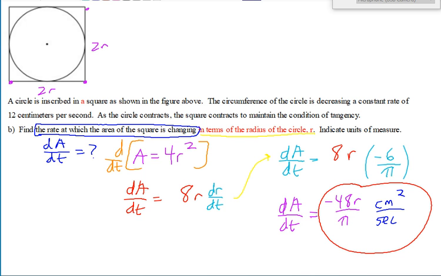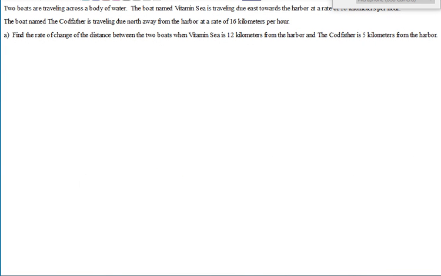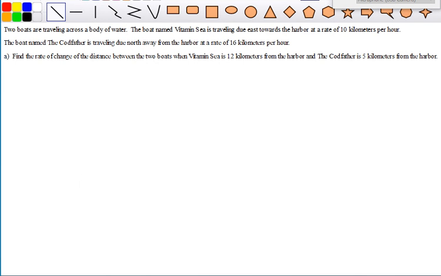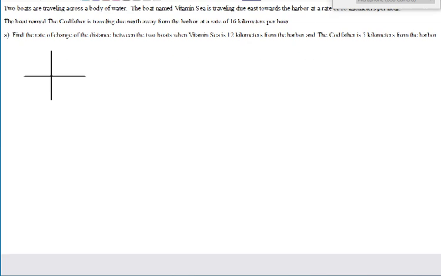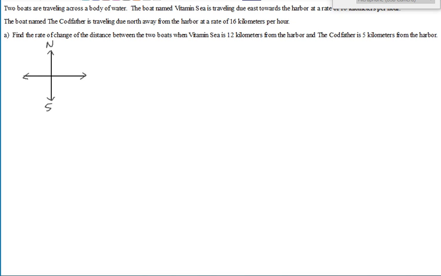All right, let's take a look at one more example with, again, a couple parts. So this one says two boats are traveling across a body of water. And just to make sure we set this up correctly, it's going to give us some directions here, so I'm just going to draw a little directional indicator to make sure we're all on the same page with the directions, just like we would have on a map here. We got north, south, east, west.